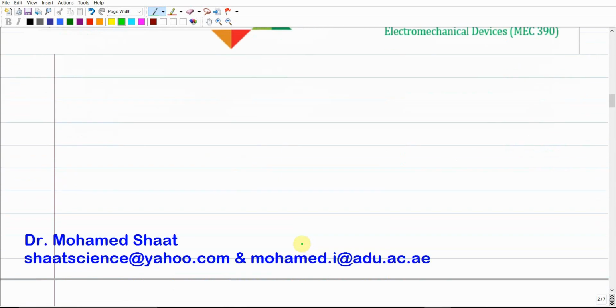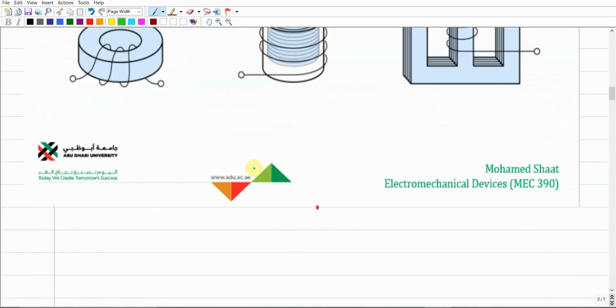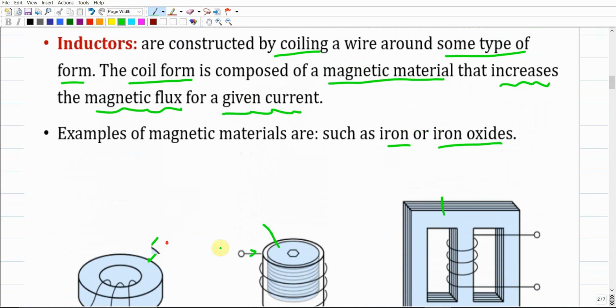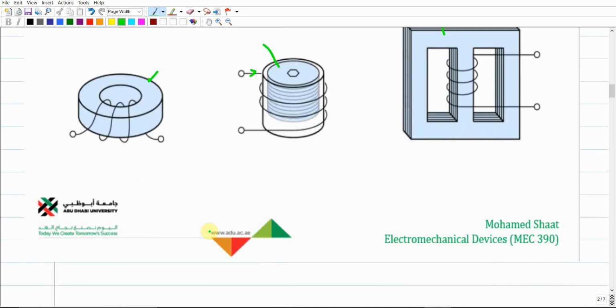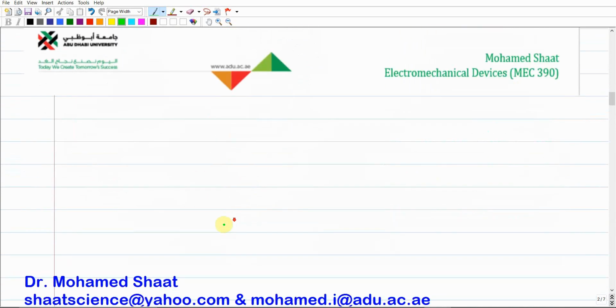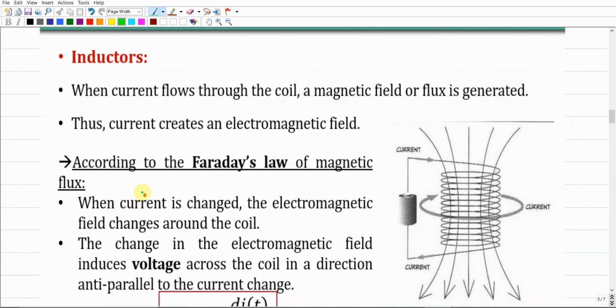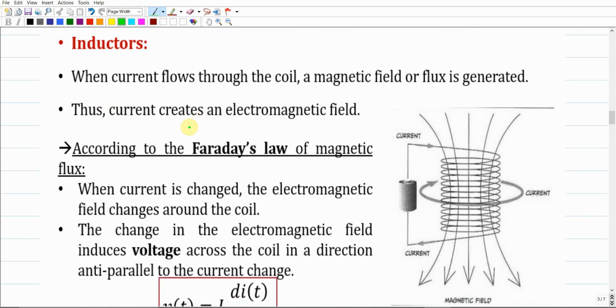Okay, if you compare this structure of the inductor to the structure of the capacitor, we said that the capacitor is composed of two plates with a dielectric material in between them, right? Here we have the wire coiled around a magnetic material. So inductors, and how about their operating principle?